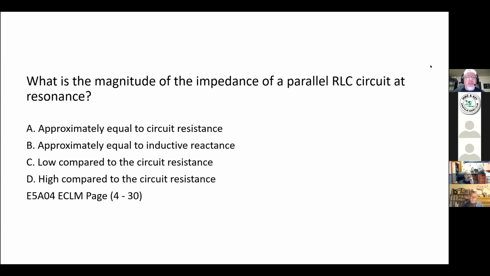What is the magnitude of the impedance of a parallel RLC circuit at resonance? A, approximately equal to the circuit resistance. B, approximately equal to the inductive reactance. C, low compared to the circuit resistance. Or D, high compared to the circuit resistance. Alpha is the correct answer. It's approximately equal to the circuit resistance.